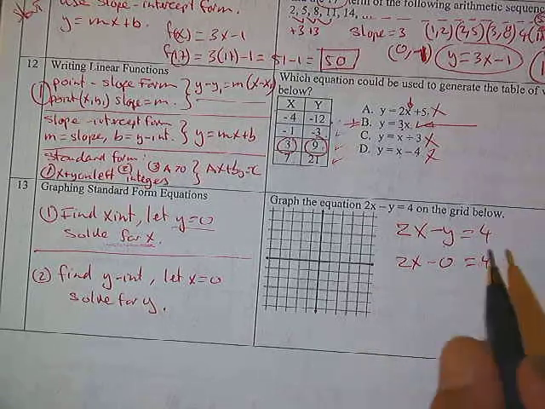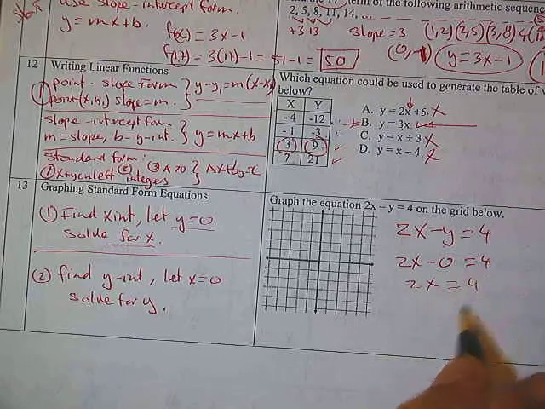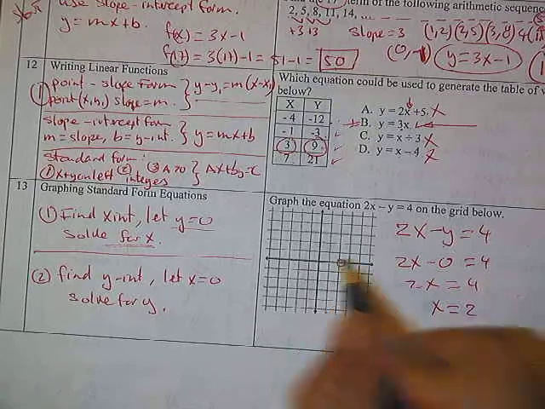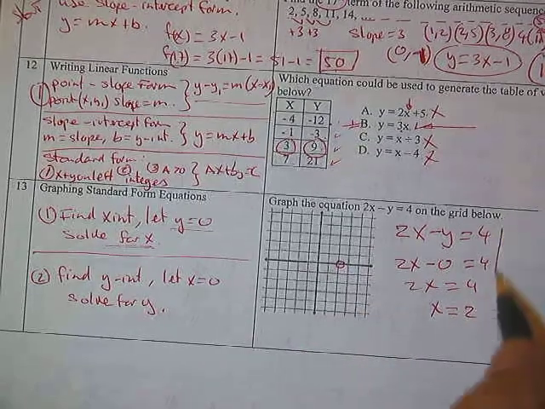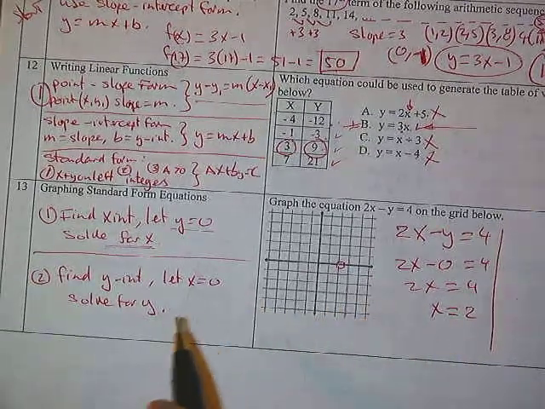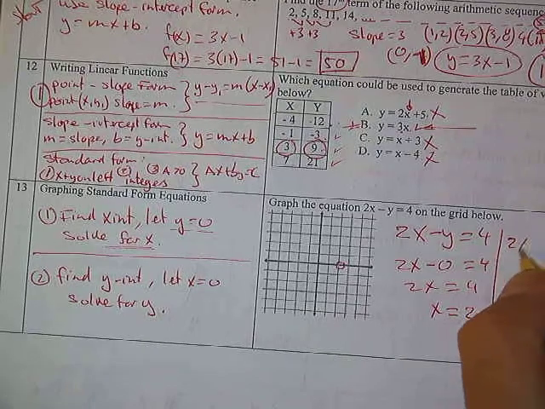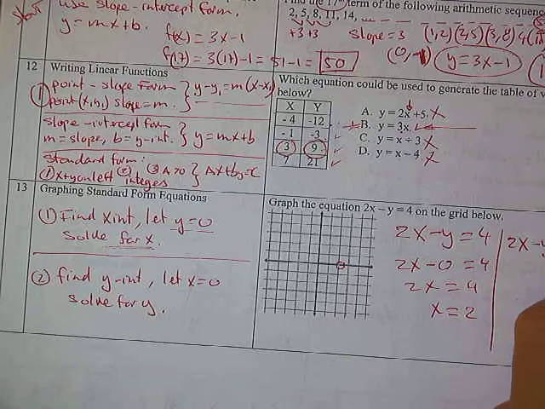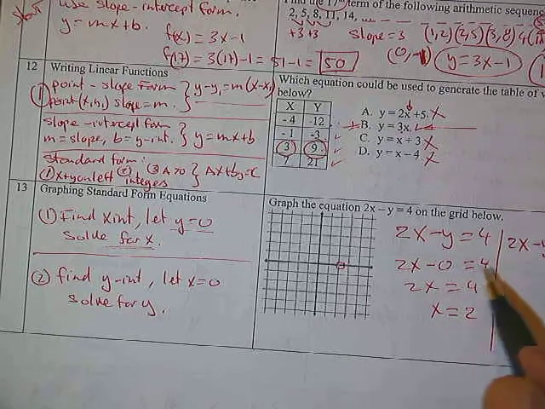To find the x-intercept, let y equal 0: 2x minus 0 is equal to 4. You can solve for x from here. It looks like 2x is equal to 4 and x is equal to 2. So there's your x-intercept. And then to find the y-intercept, let x equal 0.